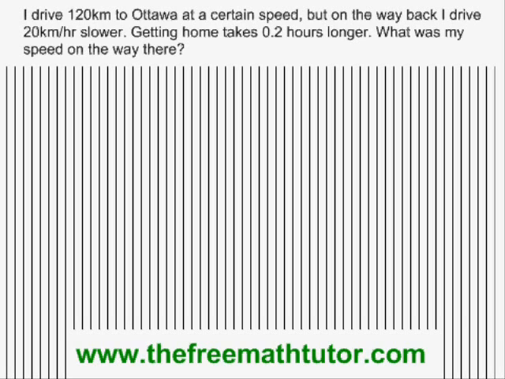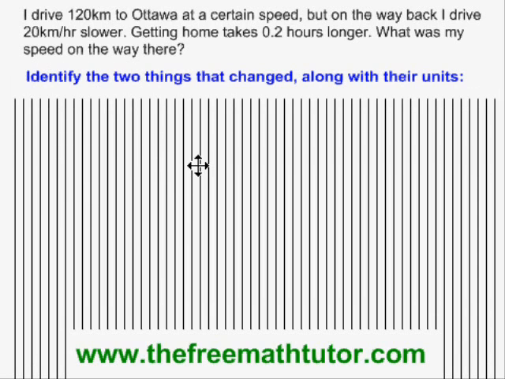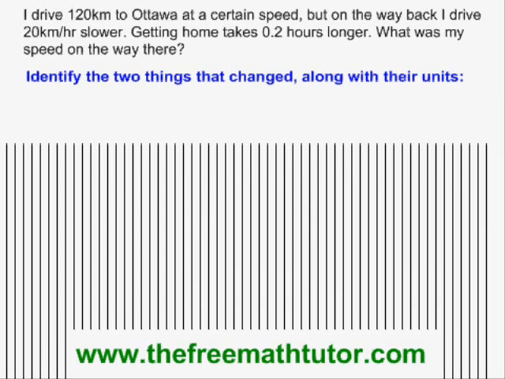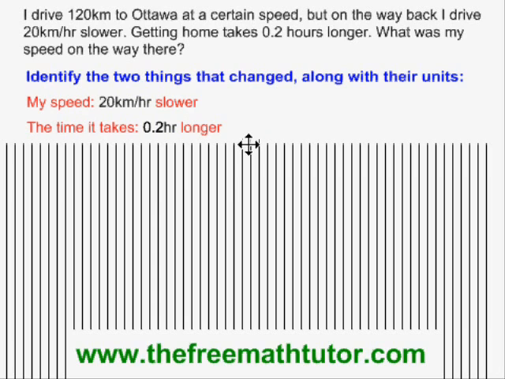And the first step to solving a problem like this is to identify the two things that changed along with their units. In this case, the two things that changed were the speed and the amount of time it took to do the drive. So I'm going to identify those two things here. My speed changed, I'm going 20 kilometers per hour slower on the way back, and the time it takes changed. It takes 0.2 hours longer on the way back.